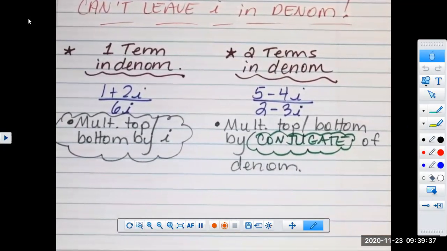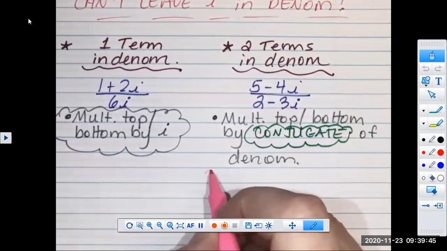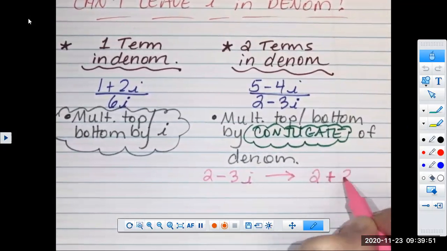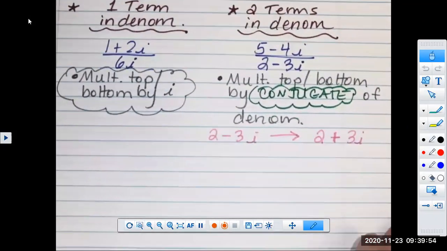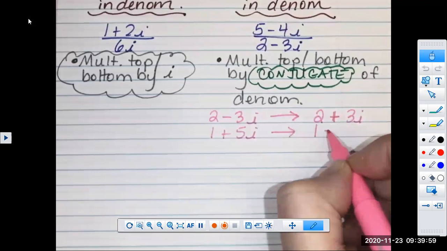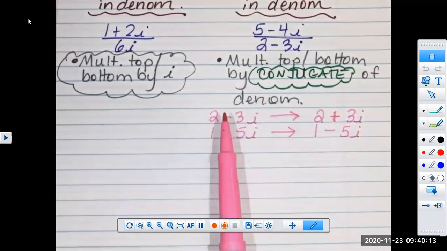Some examples of what a conjugate is, if you've never seen it before. Notice that I have 2 minus 3i. The conjugate of that, 2 minus 3i's conjugate, would be 2 plus 3i. The conjugate of 1 plus 5i would be 1 minus 5i. Notice that the only thing that changes is the sign in the middle. The conjugate is simply where you have the same 2 terms, but a different sign in the middle.